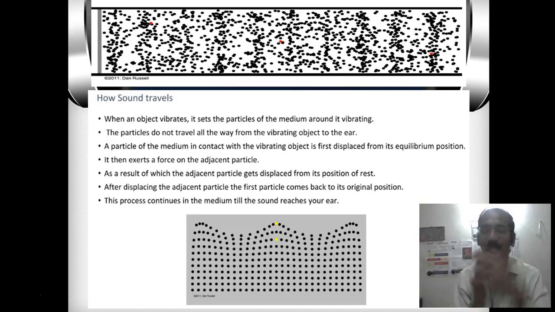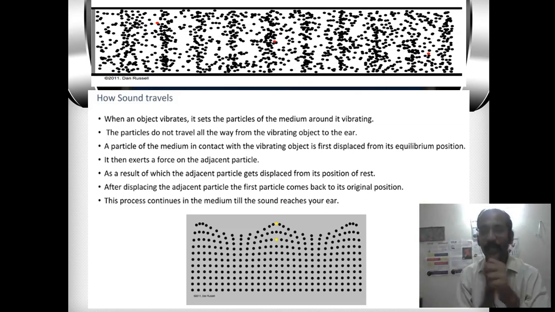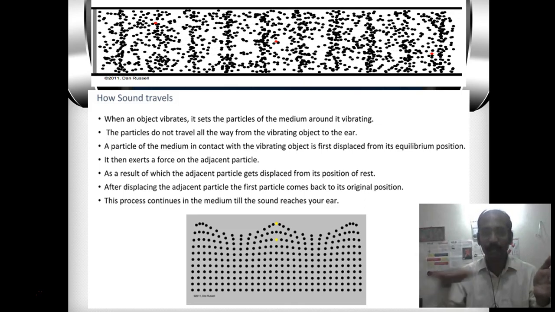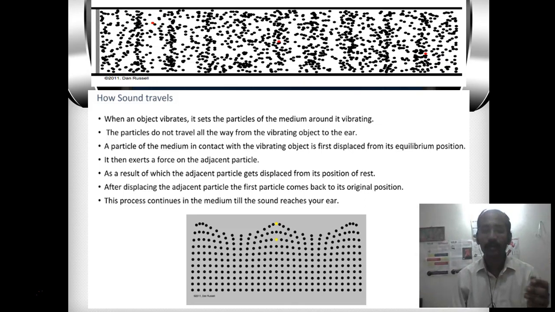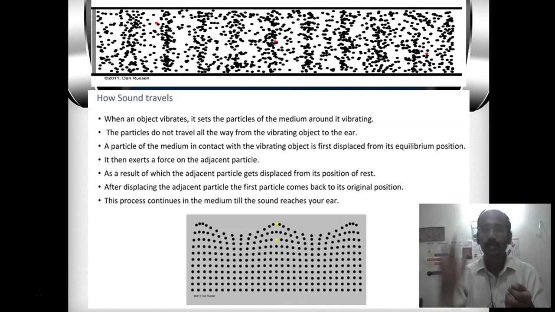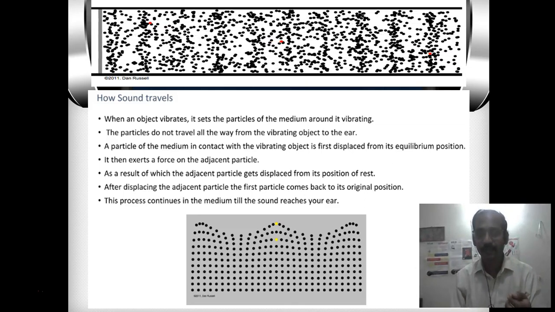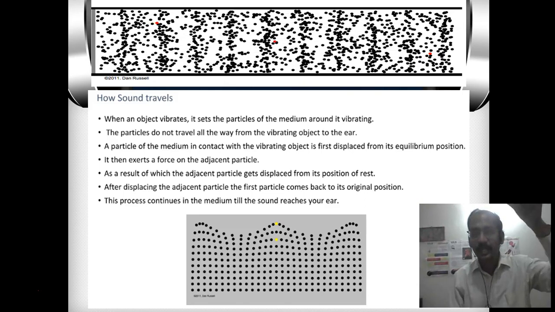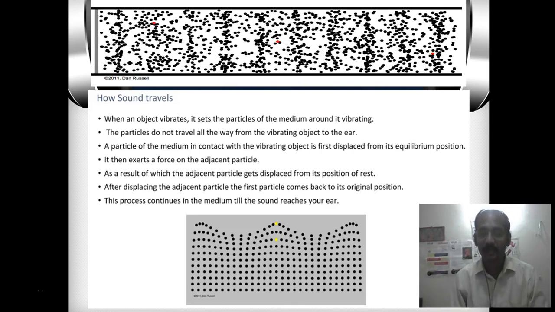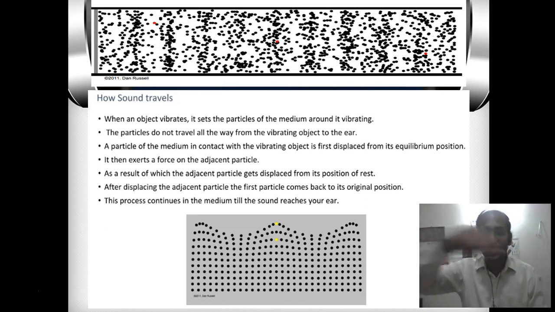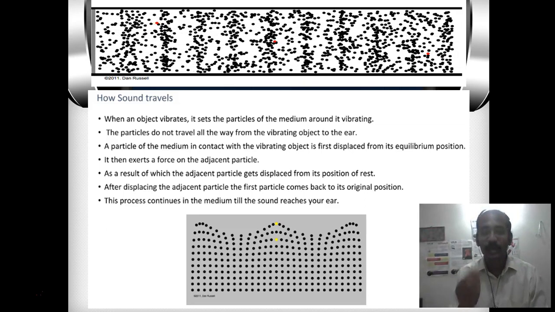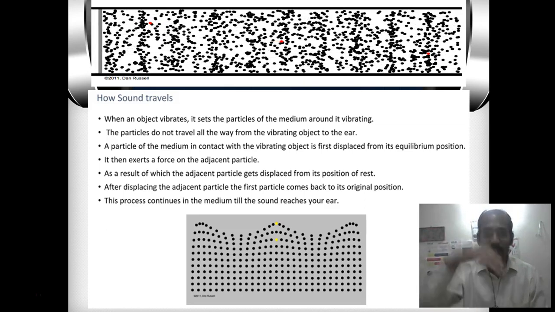I'll explain in another way. Take a beaker filled fully with water. Now, tear a piece of paper and put it on the water surface. Now, gently drop a stone. What are we observing? We are observing ripples inside the beaker. Now, the water waves are going up and down.